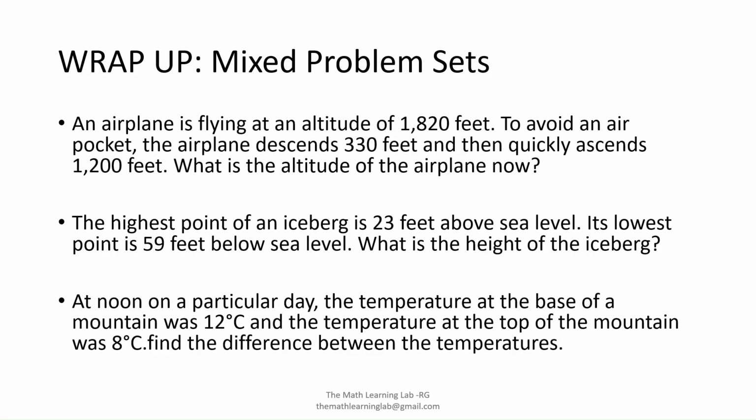Wrap up. Mixed problem sets. An airplane is flying at an altitude of 1,820 feet. To avoid an air pocket, the airplane descends 330 feet and then quickly ascends 1,200 feet. What is the altitude of the airplane now? Here are two more word problems. Please work on your own and send me your answers in the comments below.